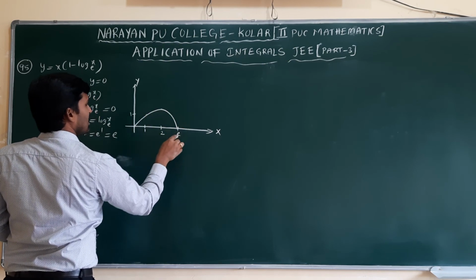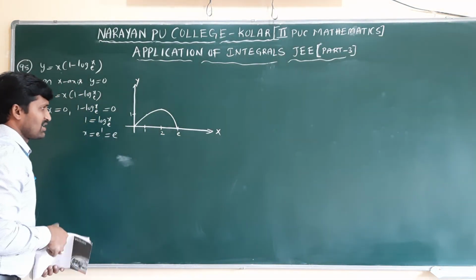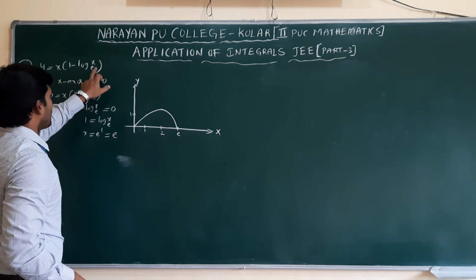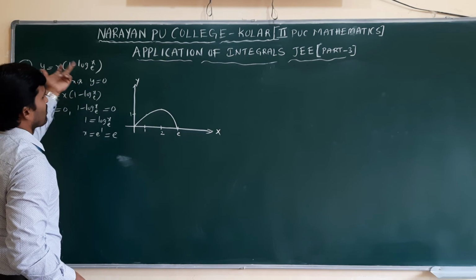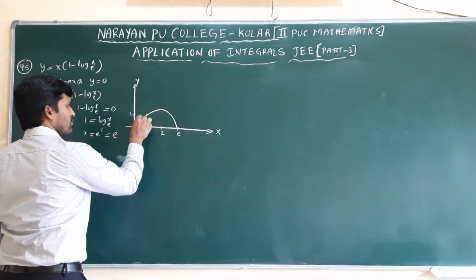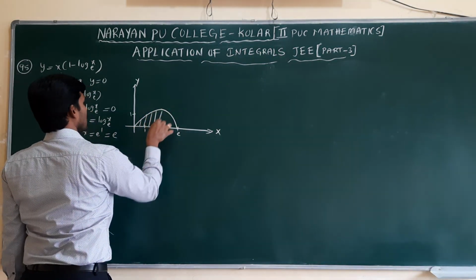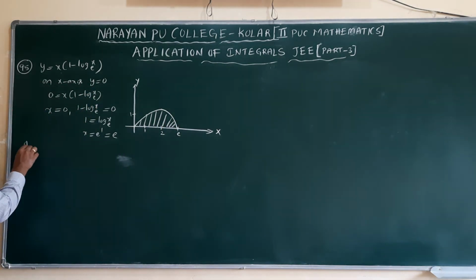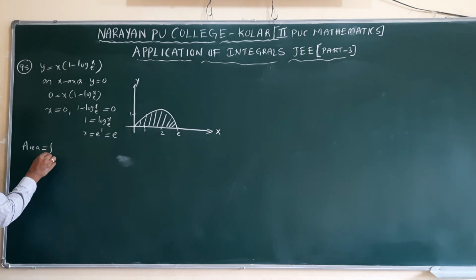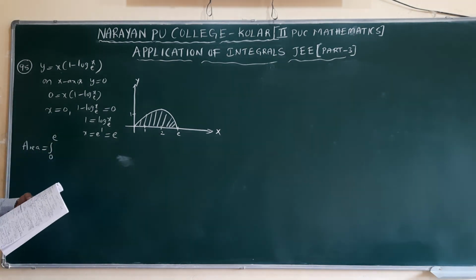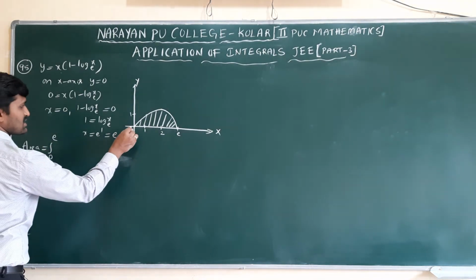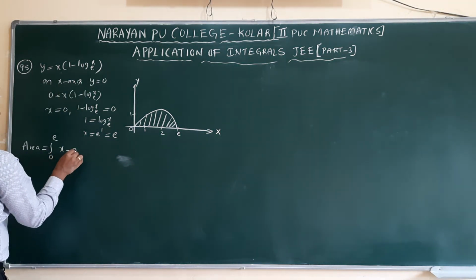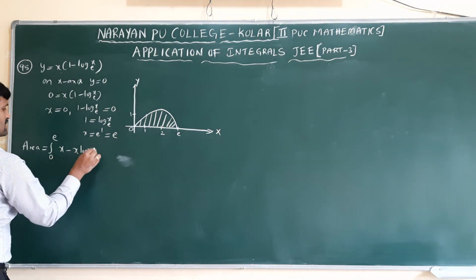Again, y at e is also 0, the curve y value is 0. Reason: if we take x value e into (1 minus log e to the base e), 1 minus 1, 0 will come. That's why this is the curve, the area present. That's the graph of the curve. Only a single curve is there. The required area is from 0 to e only, because only from 0 to e is the area present. The curve is what? If you multiply x inside, what will you get? x minus x log x.